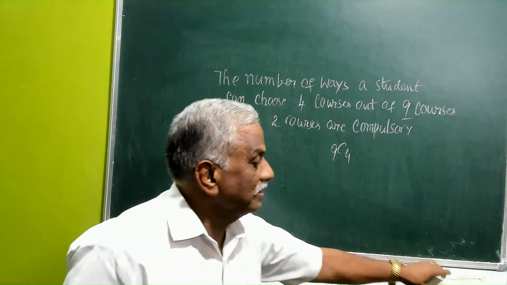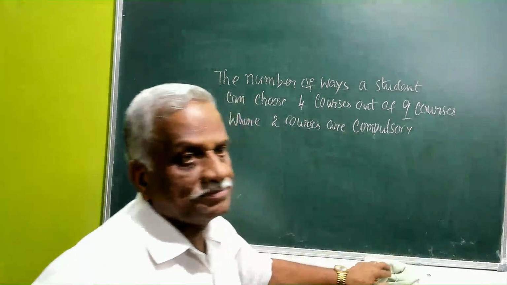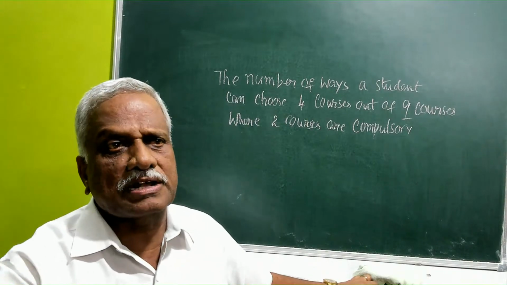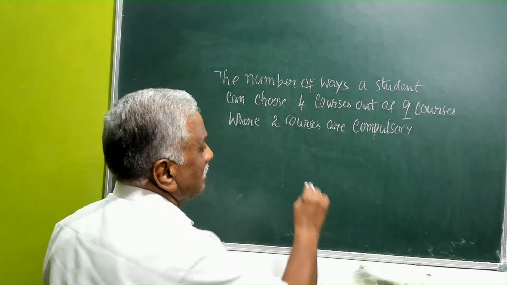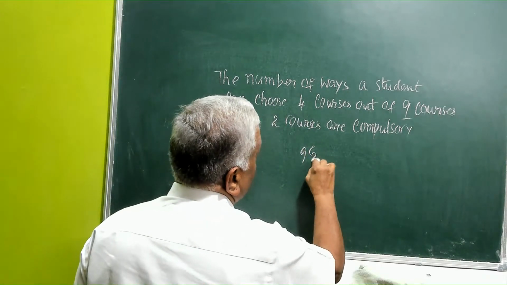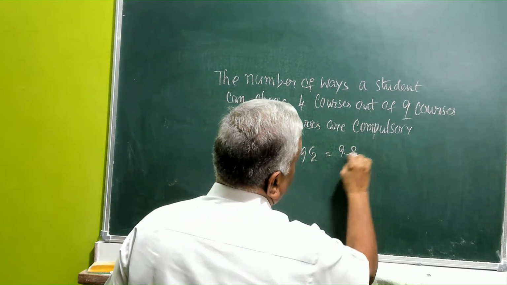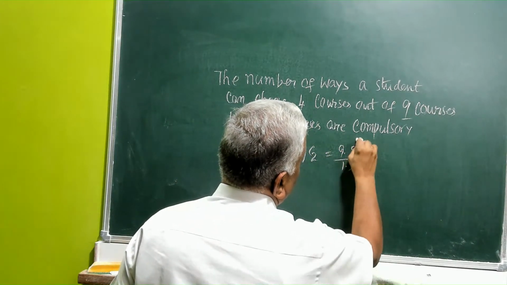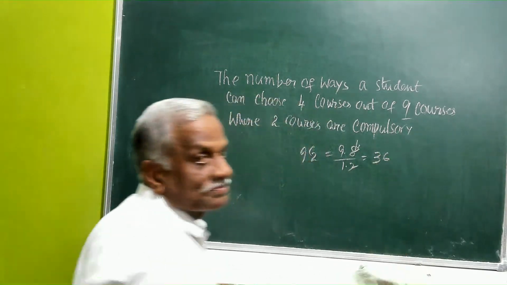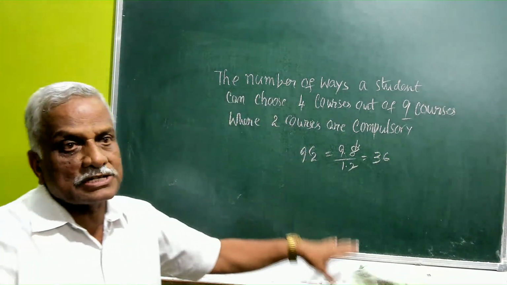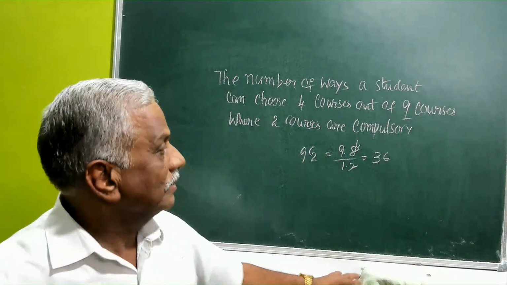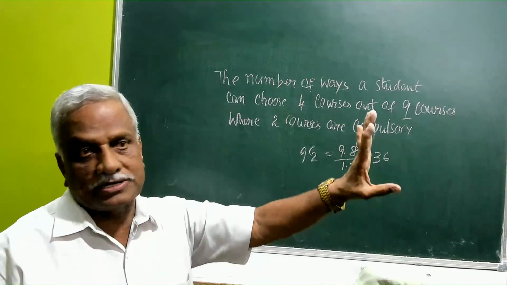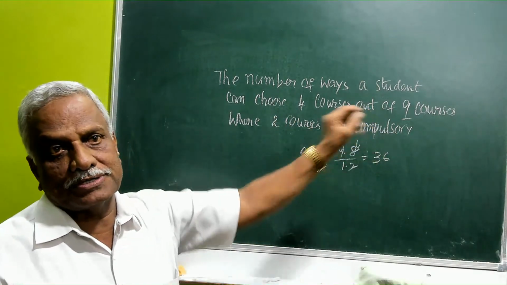But there is a condition. What is the condition? Here, 2 courses are compulsory. There is no choice. The choice is only for 2 courses. Therefore, the answer is 9C2, not 9C4. 9 into 8 by 1 into 2. So that is 36. If there is no condition, then you could have written the answer as 9C4. But 2 courses compulsory means no choice. The choice is only for 2 courses.